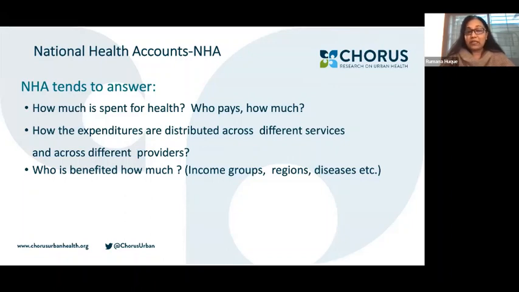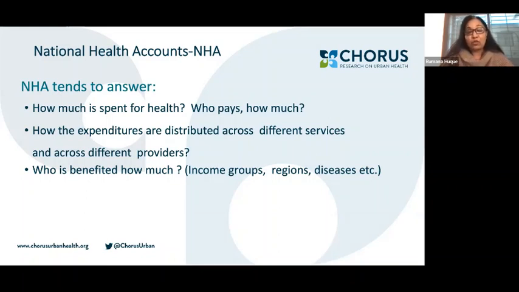So who is paying how much? And then how the expenditure is distributed across different services. I just said this before. So this question can be answered: how the expenditures are distributed across different services and across different providers. Is the country spending more on primary healthcare, or more on clinical care and tertiary healthcare? Who are the providers getting the resources and providing services? Is it the community clinics, frontline health workers, or tertiary hospitals? What services are being provided? These can be traced through National Health Accounts, and who is benefited and how much.